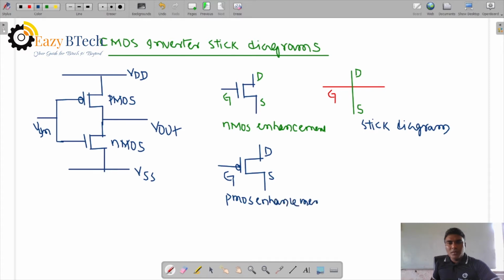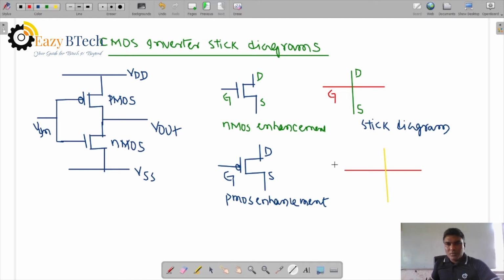In the NMOS inverter, the pull-up is a depletion mode transistor. Both are NMOS, but the pull-up is depletion mode and the pull-down is enhancement. Now here, we replace the depletion mode transistor with a PMOS transistor. The stick diagram for this is red over yellow. You see, this is red over yellow.